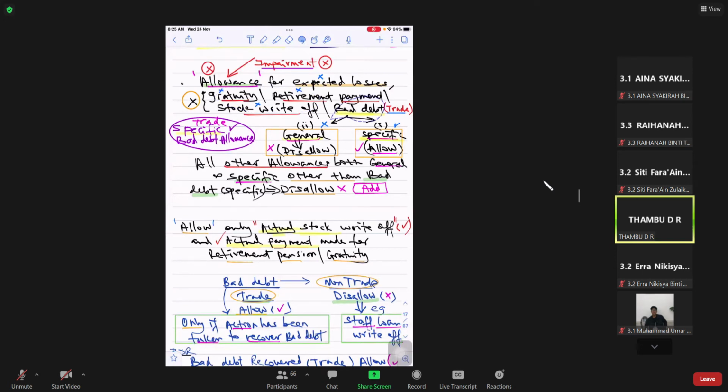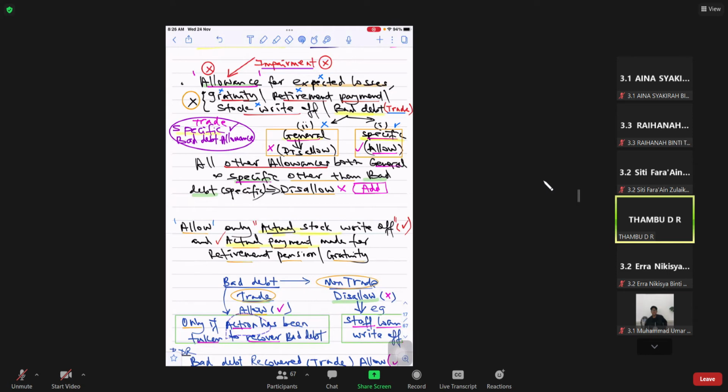Bad debt, this one is without the anggaran. This is the actual bad debt. This is actual trade, non-trade. Non-trade means lending money, they don't pay, you write off, we don't accept. Bad debt trade, you allow only if action is taken.